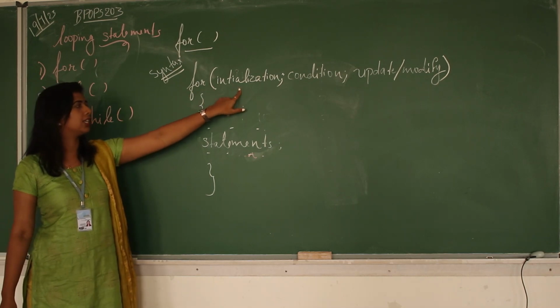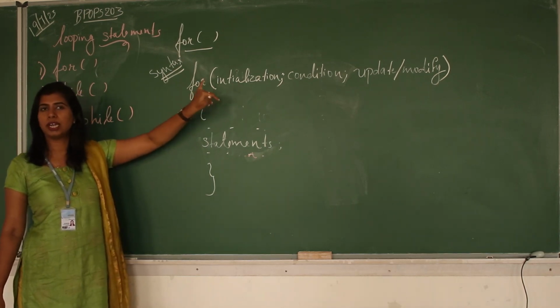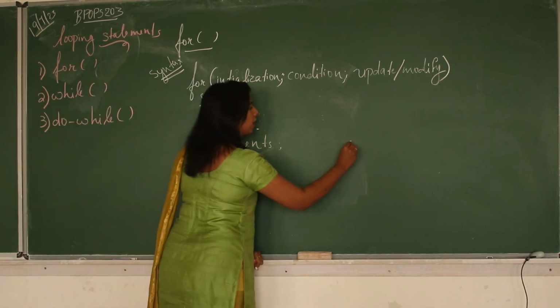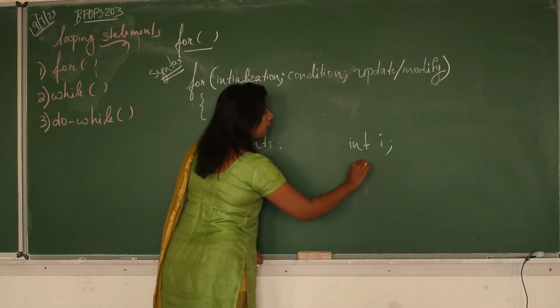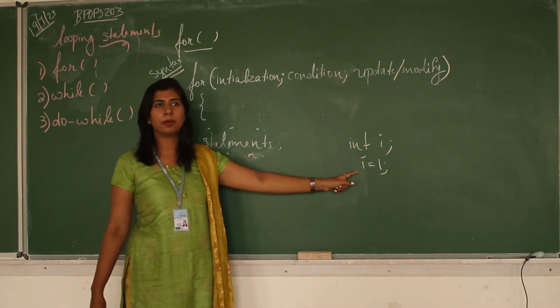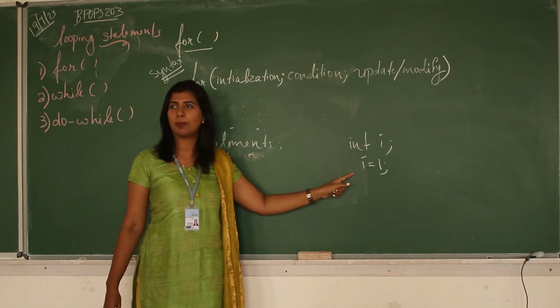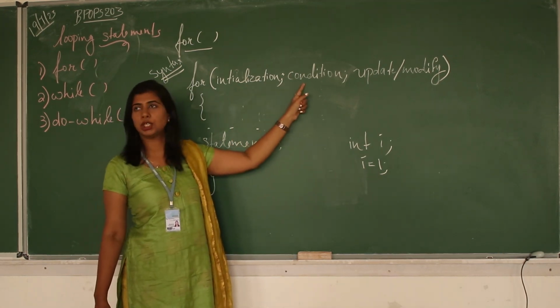For initialization: initialization means how you initialize a variable. We learned how to declare a variable and how to initialize a variable. For example, if I am using a variable i in my program, i equal to 1. This is initializing the variable i. That means we are assigning a value to a variable. That is initialization.